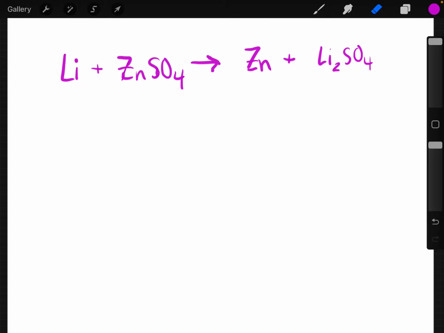Then the last step that you need to do for predicting products is just go ahead and make sure that everybody's balanced. So I'm going to start with zinc. I have 1 zinc on the left, 1 zinc on the right. They're fine. I can move on. I have 1 lithium on the left. I have 2 lithiums on the right. I'm going to go ahead and put a big 2 next to lithium. So now my lithiums are happy, my zincs are happy, and are my sulfates happy? SO4, I have 1 SO4 on the left and 1 SO4 on the right, which means that it is happy.